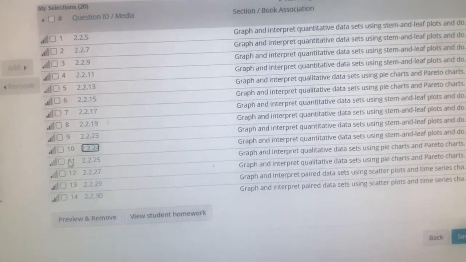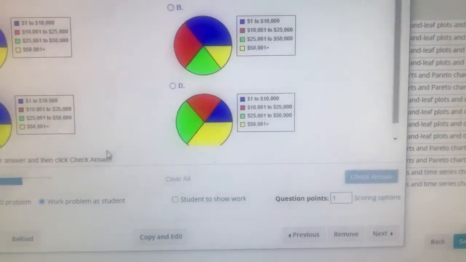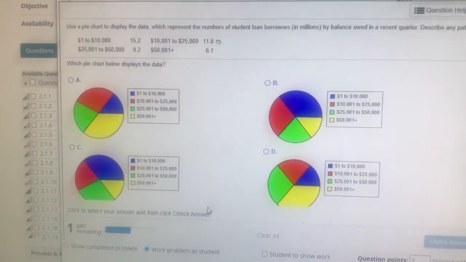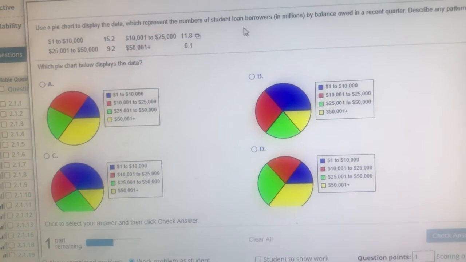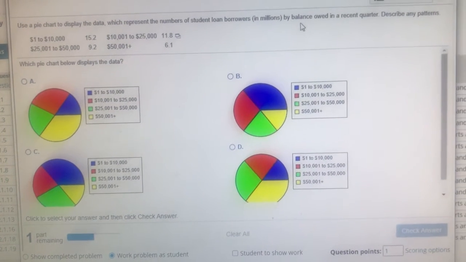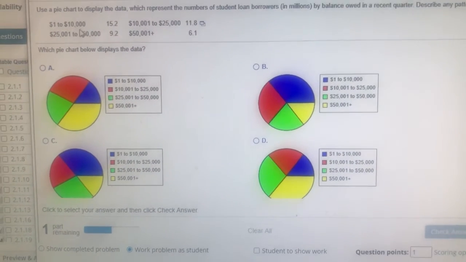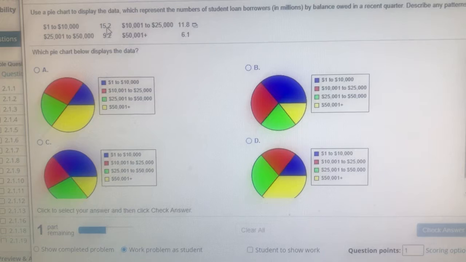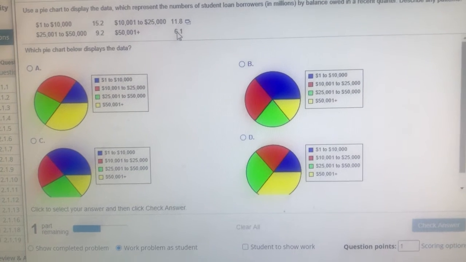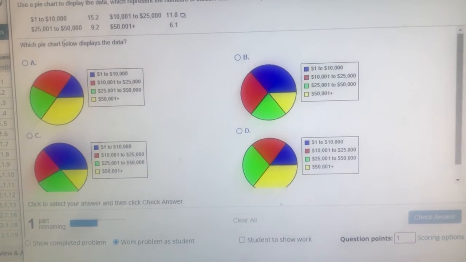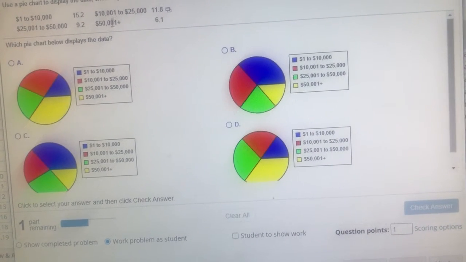Let's go to this one. This one looks interesting. Got some pie graphs. So on this one, use a pie chart to display the data, which represent the numbers of student loan borrowers by balance owed in a recent quarter, describing any patterns. All right, so you have 1 to 10,000. Then you got 10,000 to 25,000, 25,000 to 50,000, and you got 50,000 plus. Now, I don't know what these numbers here mean because they don't add up to 100%. So I don't know about those numbers.